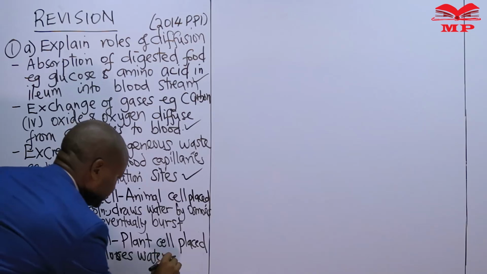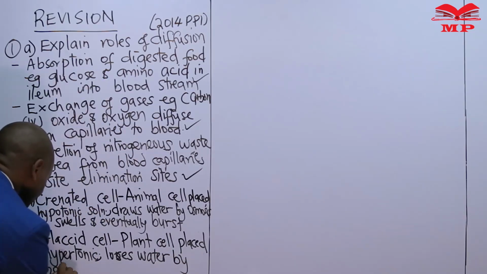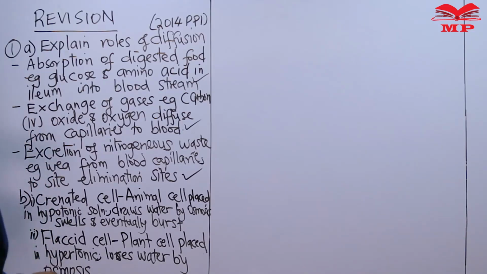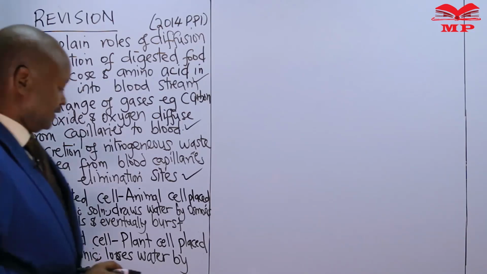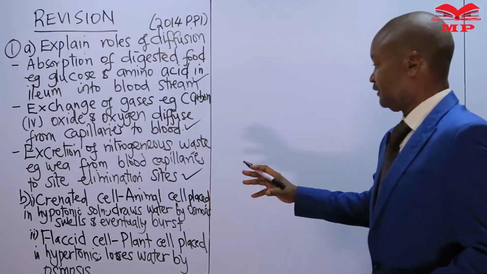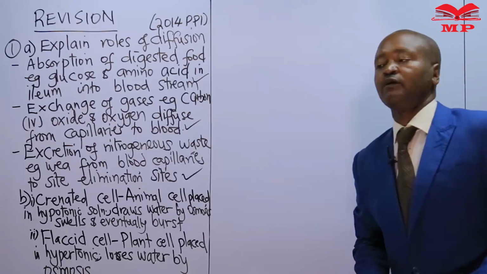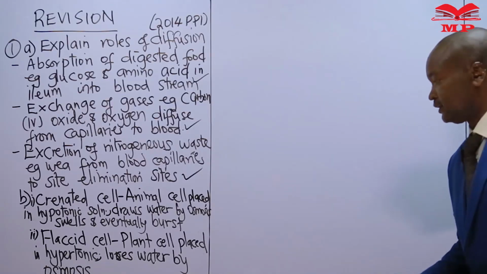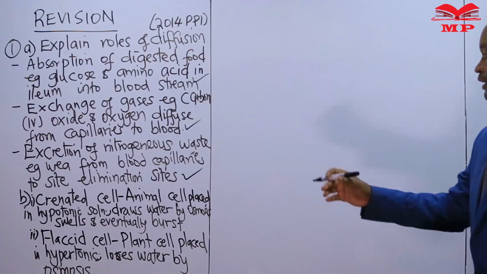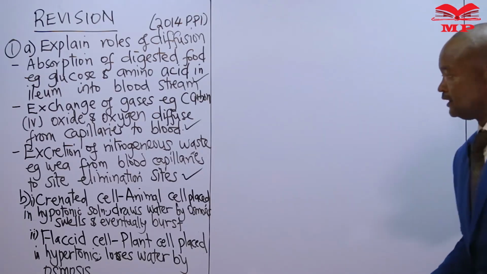And always we must indicate through the process of osmosis. So it must lose water through the process of osmosis. And once it loses water, the cytoplasm will move away from the cell wall. So that is the difference between a crenated cell and a flaccid cell.